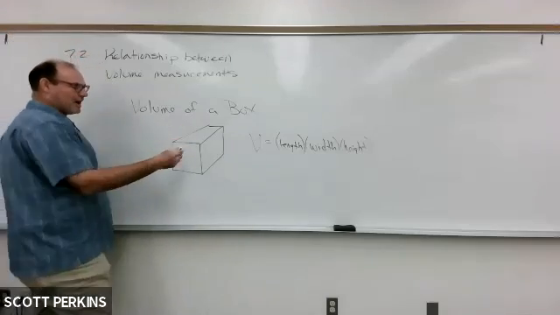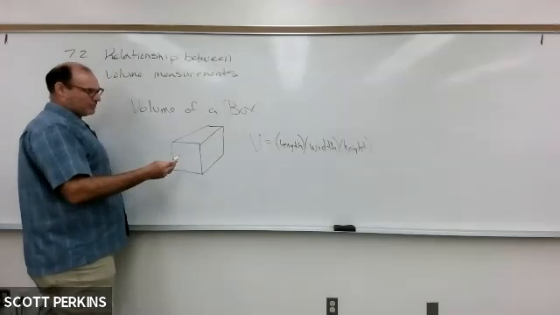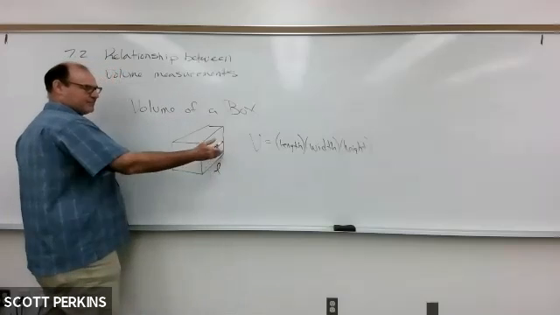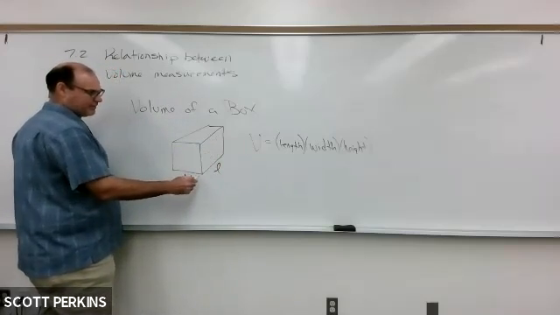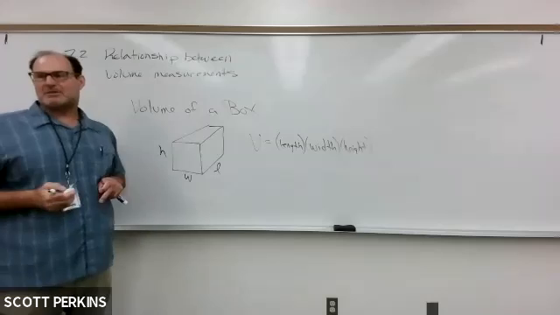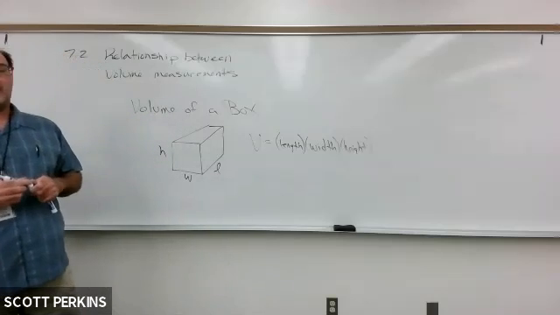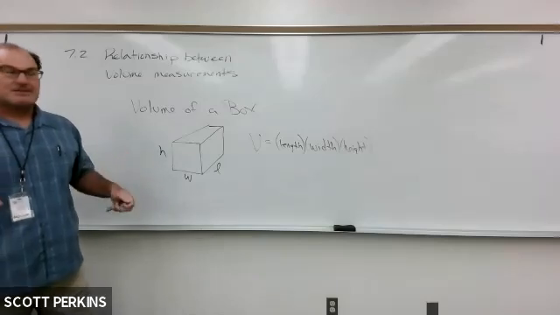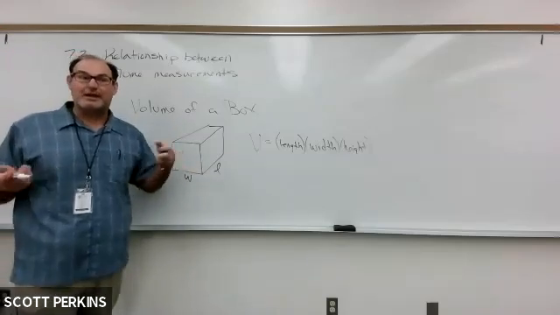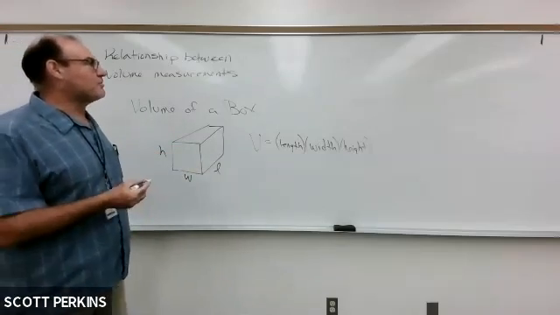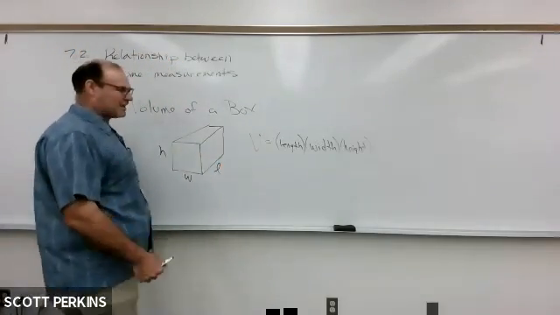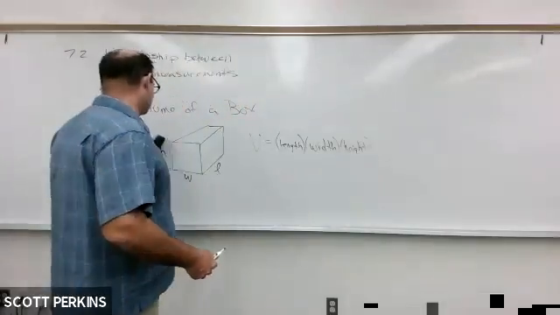So labeling my box, it doesn't really matter. It's kind of arbitrary, but I'm going to call the length this one going backwards. I'm going to call the width the front here, and then the height is how tall the box is. The length times the width times the height, that's how you find the volume of the box. So let's do an example just to make sure we are getting more familiar with this. Let's find the volume of this box if I tell you the following dimensions.